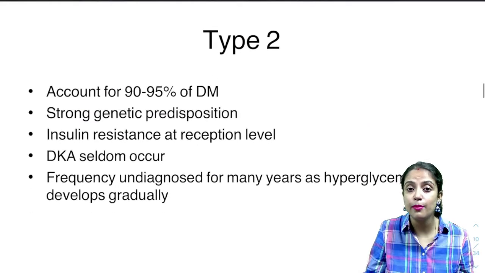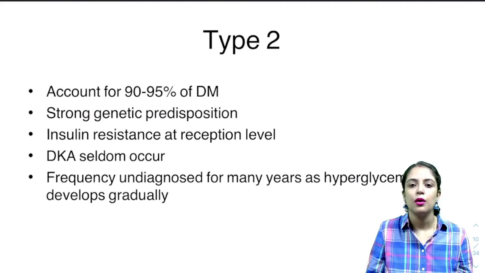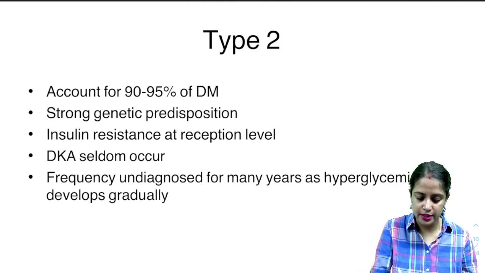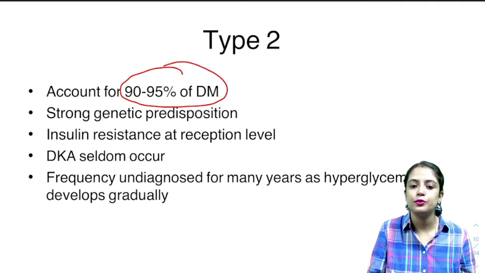Now, a little bit about type 2 diabetes, which is the most common form of diabetes. 90 to 95% of diabetes mellitus patients have type 2 diabetes.